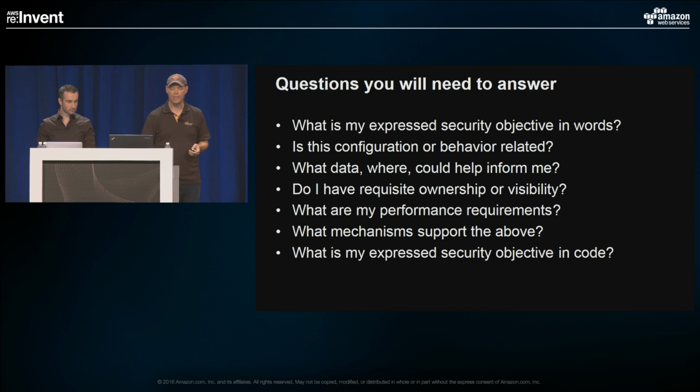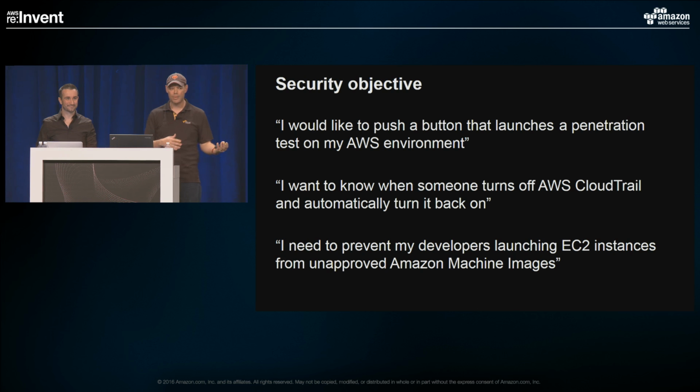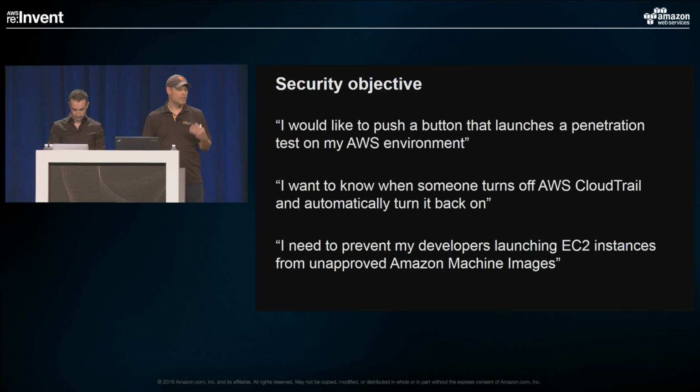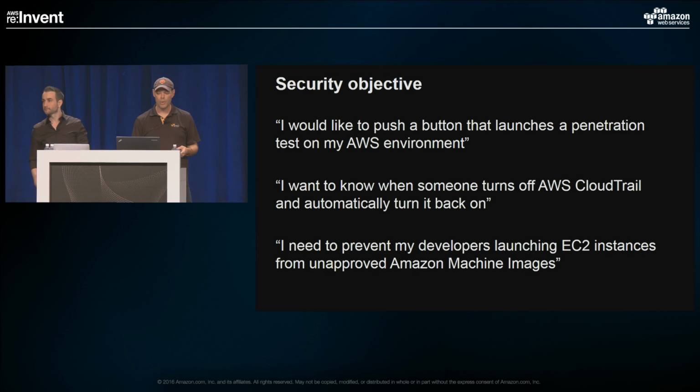So let's start working through these questions and dive a little bit deeper. So our security objective, right? Writing down what we would like to accomplish. Here are some examples. I would like to push a button that launches a penetration test on my AWS environment, right? That's where we started with that idea. We didn't start with the button and work backwards from the button. We worked backwards from an idea that was written down in simple language. I want to know when someone turns off CloudTrail, and I want it to turn automatically back on, right? I need to prevent my developers from launching EC2 instances from Amazon machine images that are not approved, right? These ideas are fairly simple. Nobody's going to spell it out for you in PCI. Nobody's going to spell it out for you in FISMA, right? These are your goals as a security engineer, as a security manager, as a security leader within your organization. You want to accomplish these things. Write them down, and let's code them up.